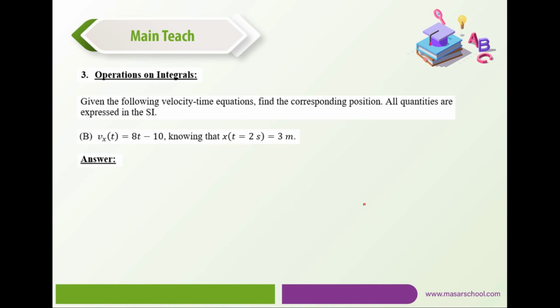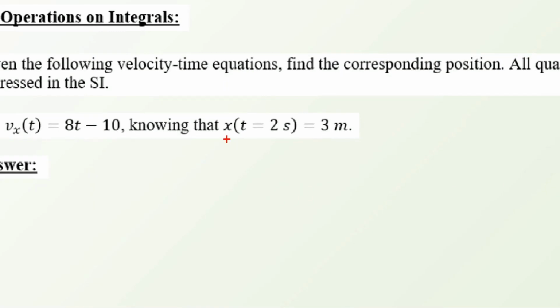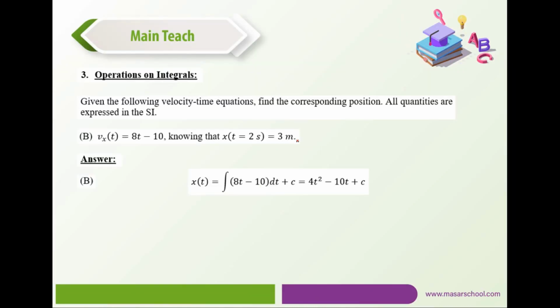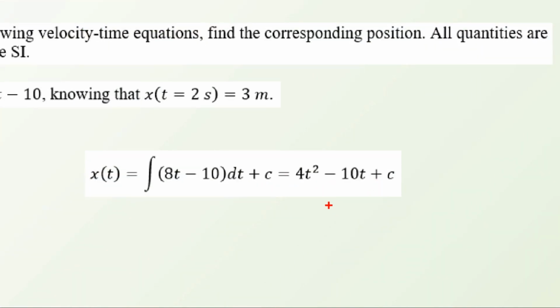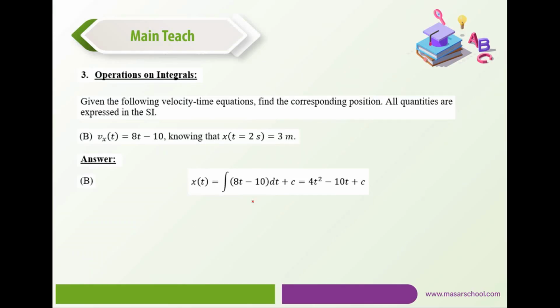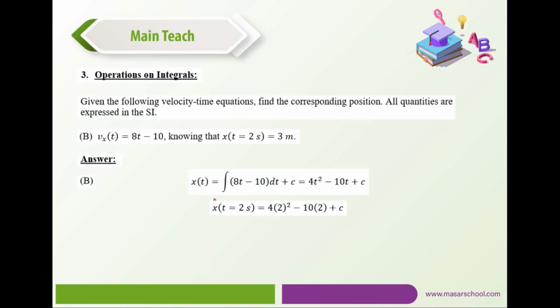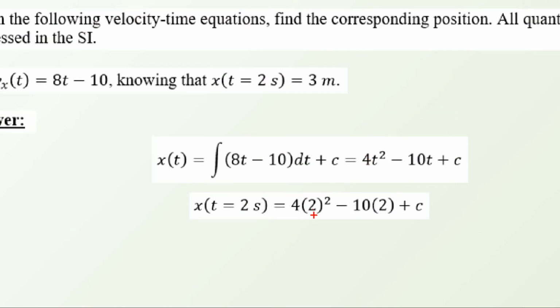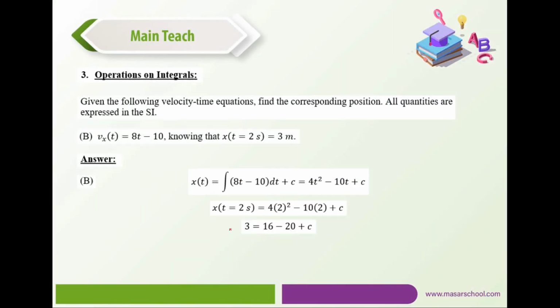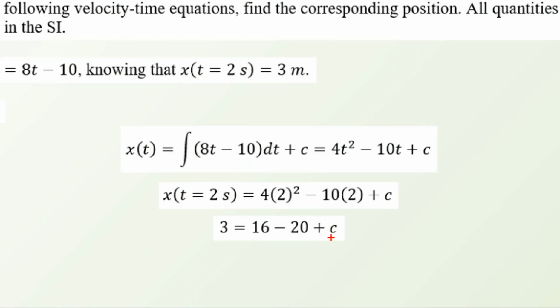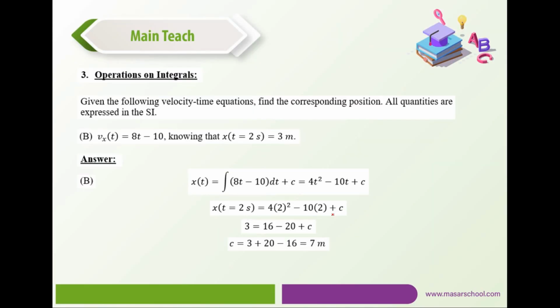Now similarly for part B, we have enough information to determine the constant c. Now x would be the integral of 8t minus 10, which is 4t square minus 10t plus c. I repeat again, c can be represented either in the final answer or at the intermediate stage. Now we need to find the unique solution given this condition, so we can replace time by t on both members. That would be x computed at t equal to 2 seconds, and here we replace time by 2. We know that this is given by 3, so we can replace it by 3, and in this case 3 is equal to 16 minus 20 plus c. Isolating and solving for c, we get that c is 7 meters.